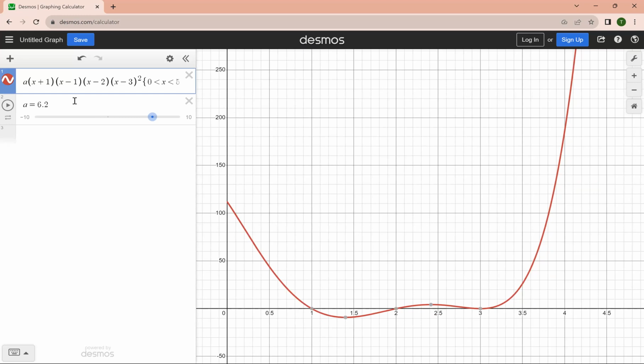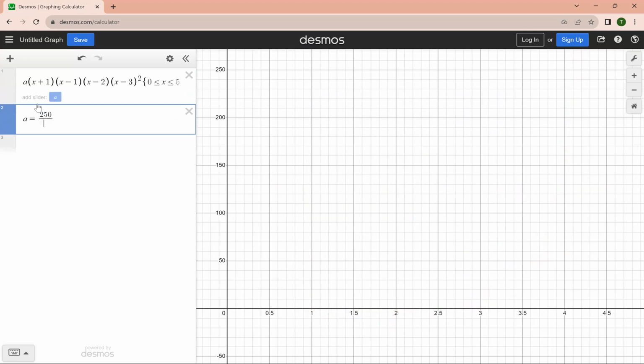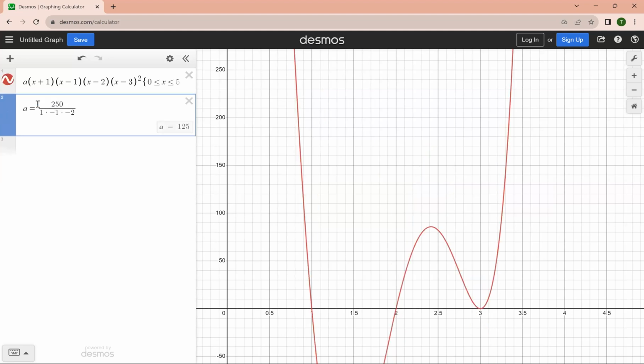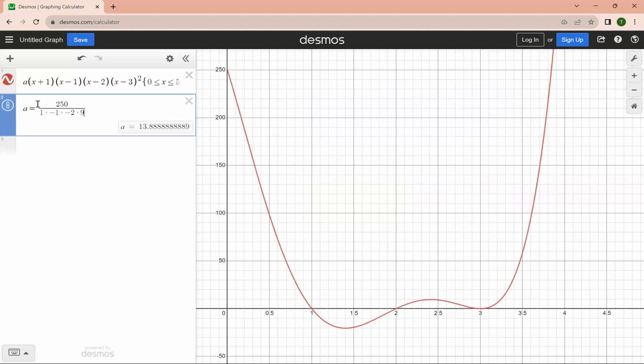So this right here, you can see when A is 6.2, we get whatever this number is here, which is not defined. To calculate it, what you're doing is taking 1 times -1 times -2 times 9, and we want to get to 250. So 250 divided by 1 times -1 times -2 times 9. And you can see there that it starts at that right there.